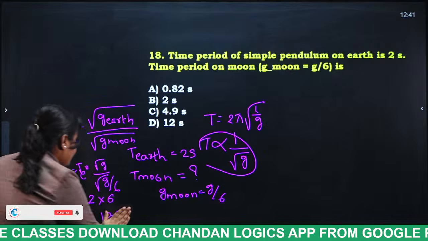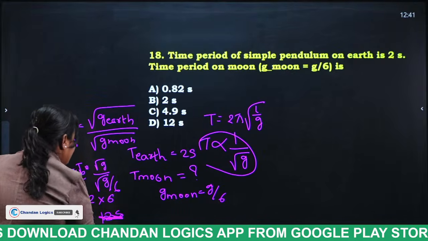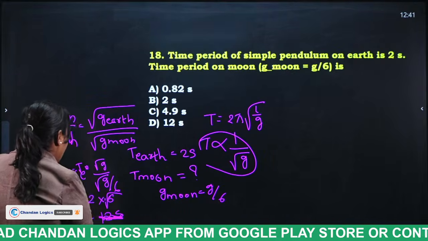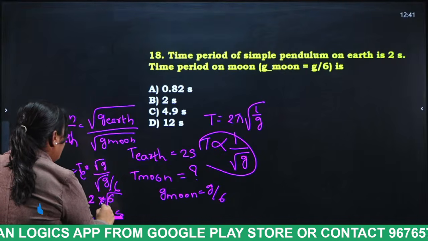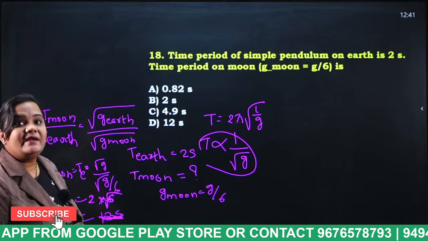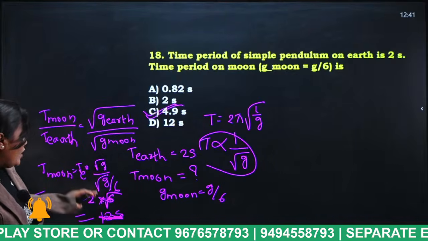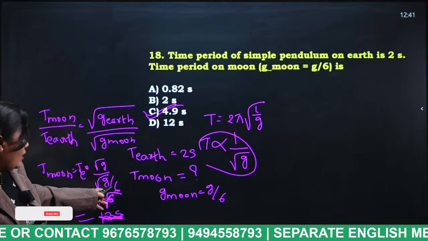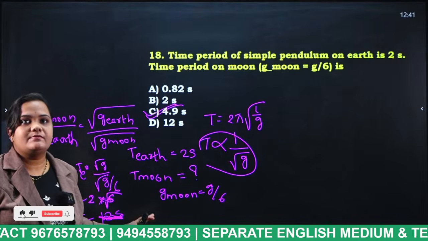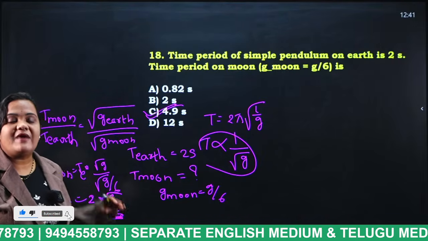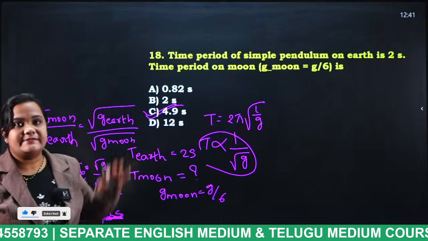Wait a minute, sorry. This is under root 6. Okay, 2 into under root 6. So what is the answer here? 4.9 seconds. Very good, students. Why? Because in the given option, it is under root 6. 2 into under root 6, finally we will get 4.9 seconds.